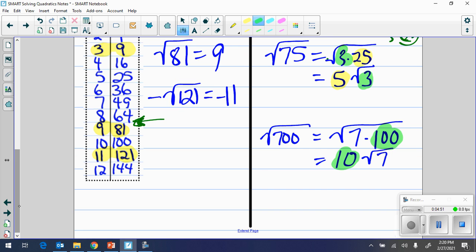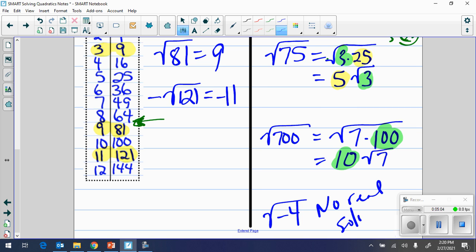Now, an important note here: if I have the square root of a negative number, whether it's a perfect square or not, there is no real solution. I cannot take the square root, whether it's a perfect square or not a perfect square. So even if this were negative 23, I cannot do it with a negative number inside the square root.